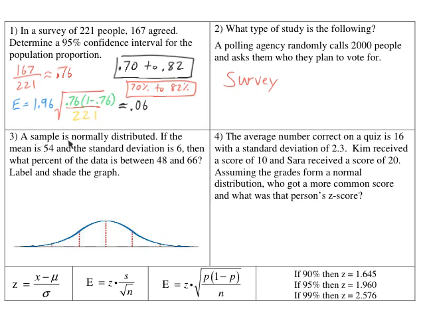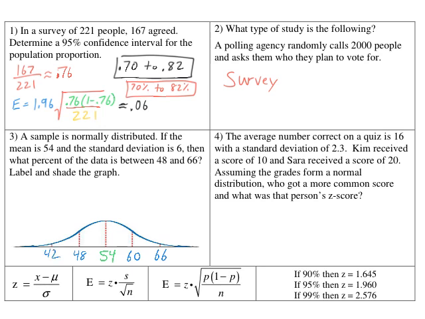All right, a sample is normally distributed. If the mean is 54 and the standard deviation is 6, then what percent of the data is between these two numbers shaded? Label and shade the graph. So we have multiple parts to this. First thing I'm going to do is put this on here. The mean is 54, so it goes right in the middle. Then we go both sides: we add 6, and we keep adding 6 to the right. Then we subtract 6 to the left, which would be a 48 and a 42.